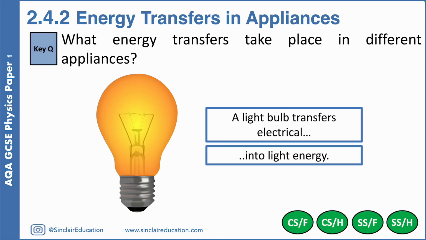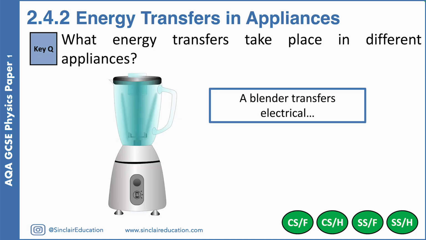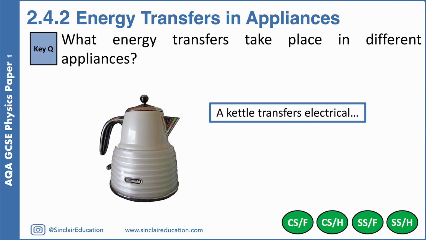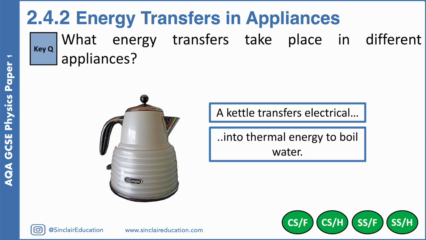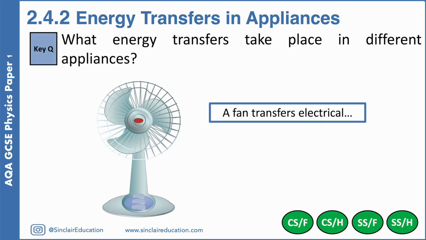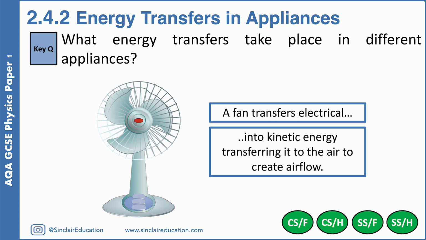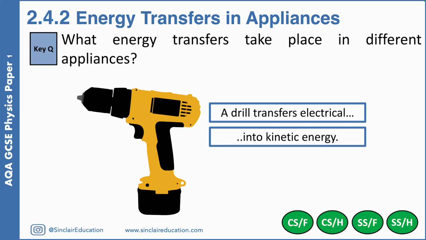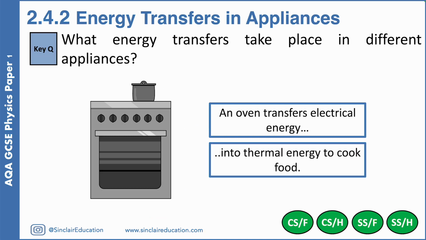So light bulbs will transfer this into light. We'll have a blender transferring it into kinetic energy to mix food. A kettle might transfer electrical energy into thermal to actually heat that water up and boil it. And a fan can transfer electrical energy into kinetic energy to have this movement, and actually will have that air moving to create this airflow. A drill can transfer electrical energy into, again, kinetic energy, and an oven will transfer it into thermal energy to cook.